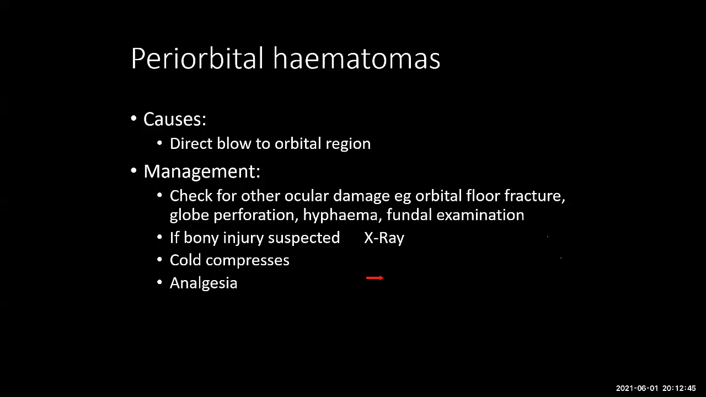Peri-orbital hematomas. I'm sure you have seen many of these hematomas in your surgical casualty. Usually, this results from a direct blow to the orbital margin. Remember again to check the ocular damage. Especially, this kind of trauma can cause orbital floor fracture and even globe perforations, hyphema or blood in the anterior chamber.